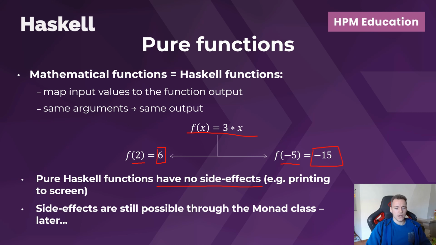And that's why side effects in Haskell are still made possible through the monad class, but that will come later in the course. For now, it's important to understand that it is based on pure functions. There are still ways to make side effects happen and to build real-world applications. After all, the entire Cardano node and all of the toolchain for Cardano is built on Haskell pretty much.